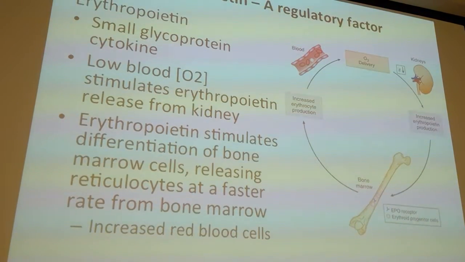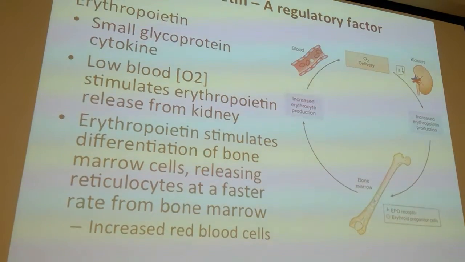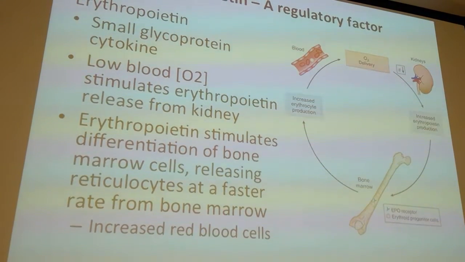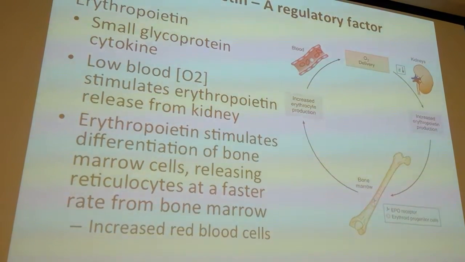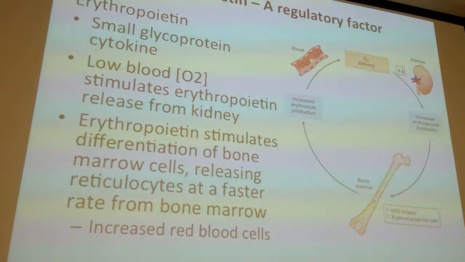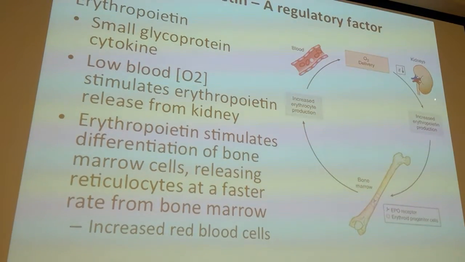So this, not surprisingly, is subject to an amount of regulation. One of the most important factors is this protein erythropoietin. It's a small glycoprotein, so it's glycosylated, and it's secreted from the kidneys. This would be going out through the endoplasmic reticulum, through vesicles, and then exocytosed into circulation. And specifically, this is in response to low levels of oxygen. So the kidney is sensing levels of oxygen in the blood. There are low levels of oxygen.